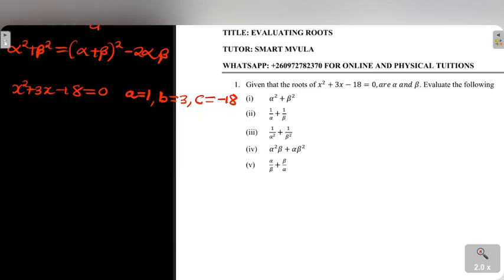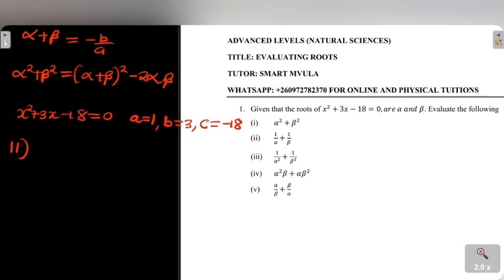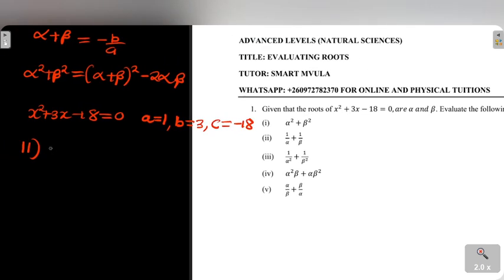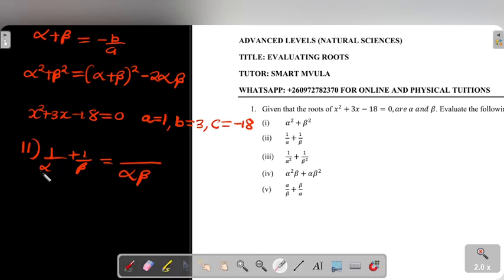Then for part 2, what we have is 1 over alpha plus 1 over beta. Here we're going to find the common denominator first. Our common denominator will be alpha beta. Now we need to start dividing. So alpha into alpha beta, you have alpha and alpha, which will cancel. Then here we remain with our beta.